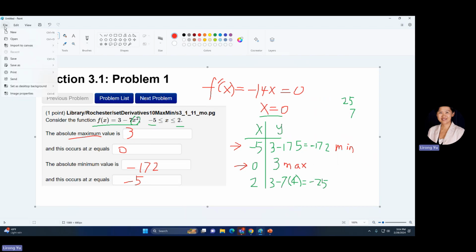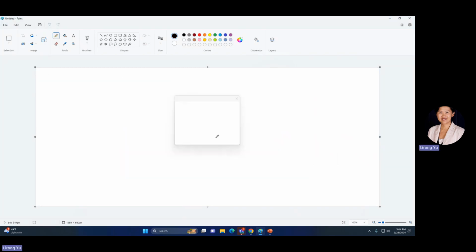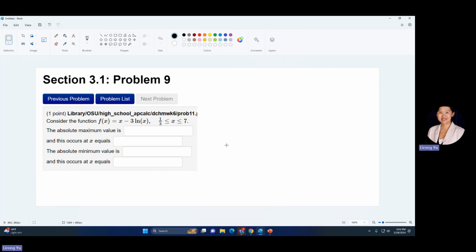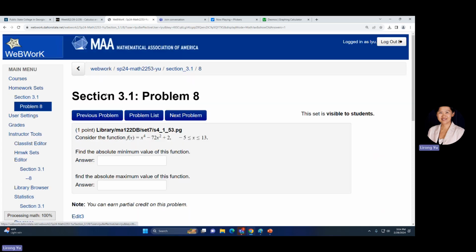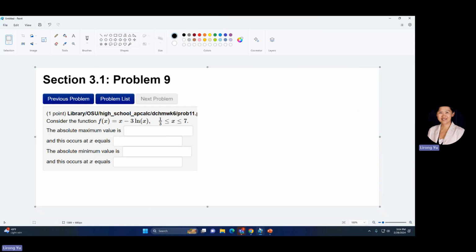The other ones were pretty straightforward. This one is a logarithm, unlike the other ones. Okay, which one? Like this one. Okay, yeah, let's look at question 9.